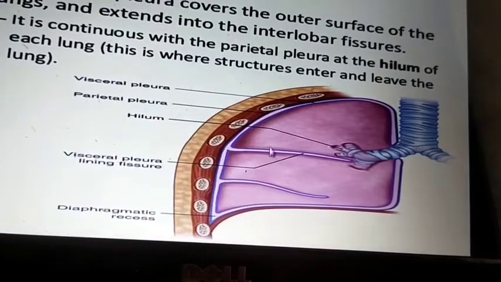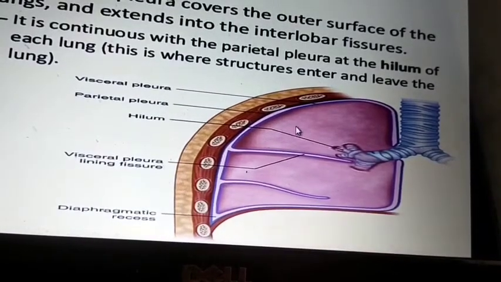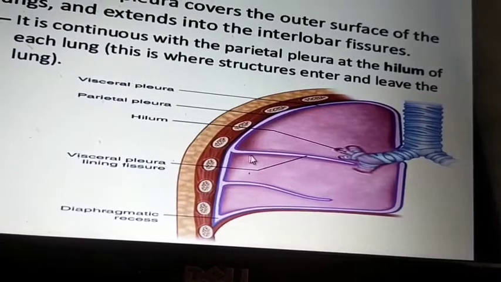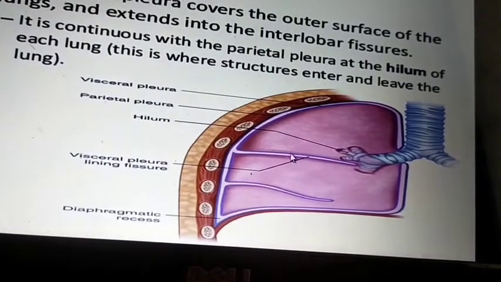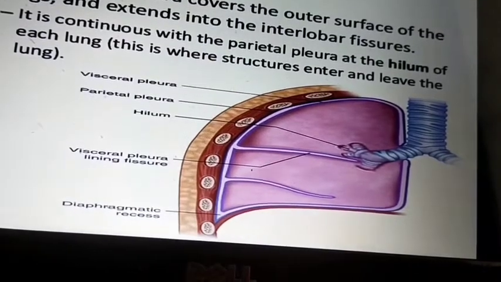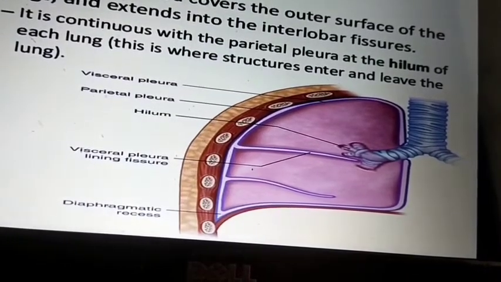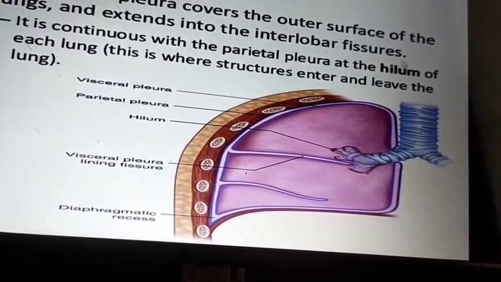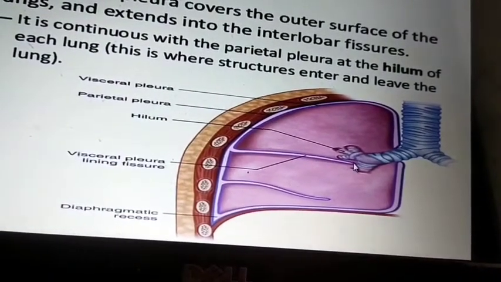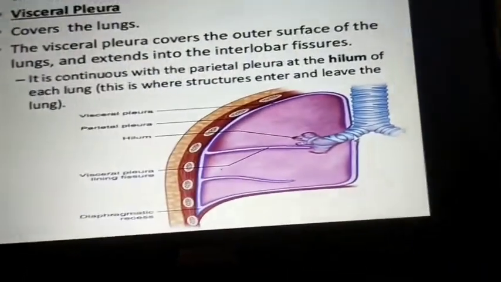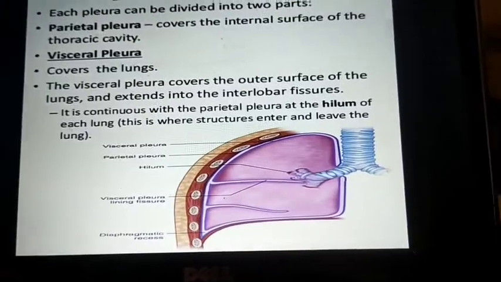The visceral pleura covers the outer surface of the lung and extends into the interlobar fissures. It is continuous with the parietal pleura at the hilum of each lung. This is where structures enter and leave the lung. The hilum of the lung means where the structures enter and leave the lung. Like that, these are the structures of the pleura.